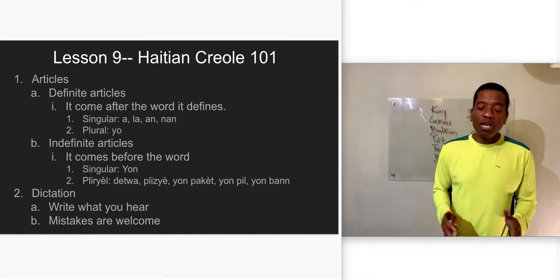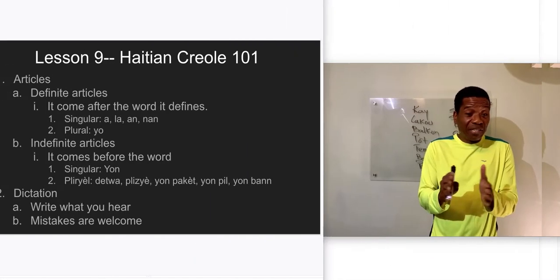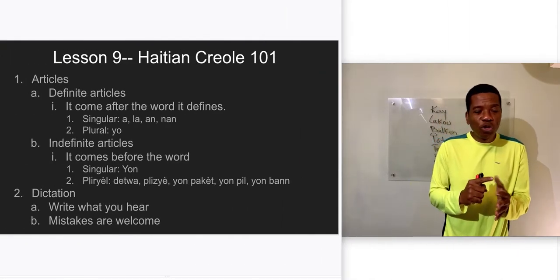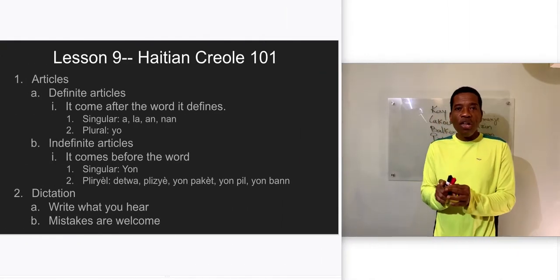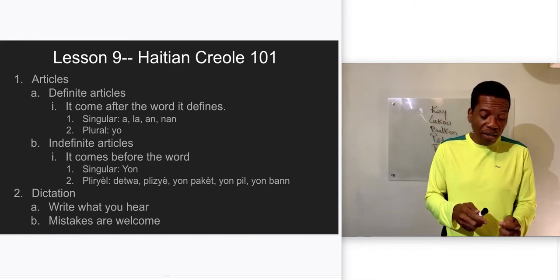Now, the definite articles in Haitian Creole come after the word. They define after the word. Not like in English, French, or Spanish. In those three languages, the article comes before. I'm talking about the definite article. You will see why I keep mentioning that.